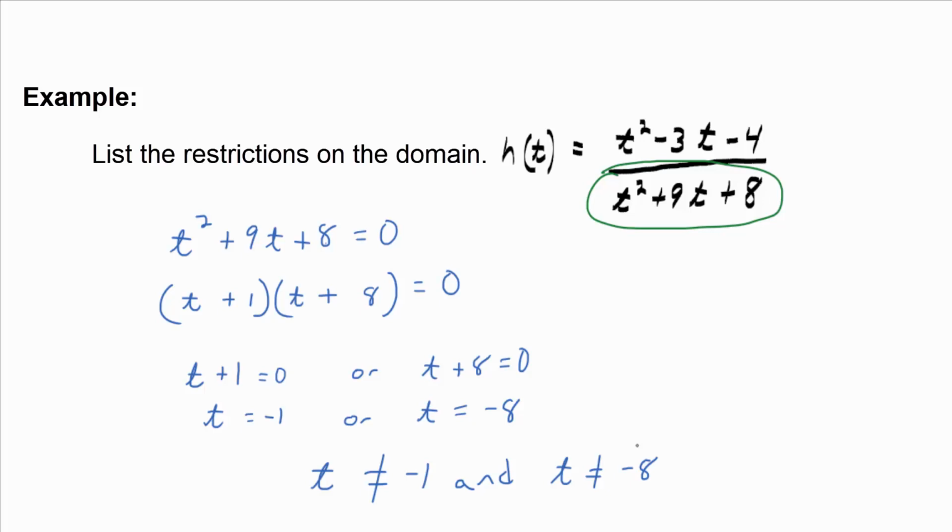Does everybody understand why those don't work? You plug those back in, you get 0 in the denominator. That's it. That's what we're saying, if you plug them into the formula. Any questions on that?